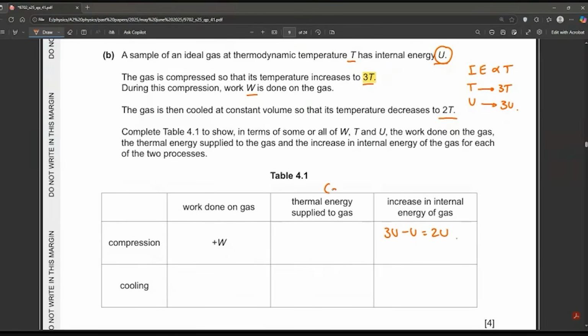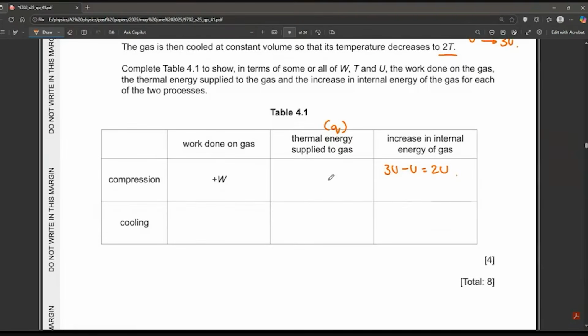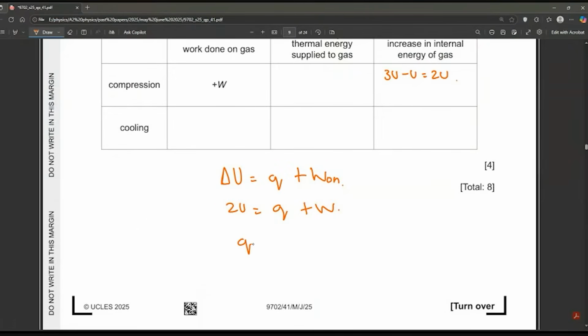Can you calculate Q, the thermal energy supplied to the gas? Yes. Change in internal energy is equal to Q plus work done on the gas. Do you have the change in internal energy? Yes, 2U. Thermal energy is not known. Work done on the gas is W. What will be the value of Q? Q comes out to be 2U minus W. Simple.